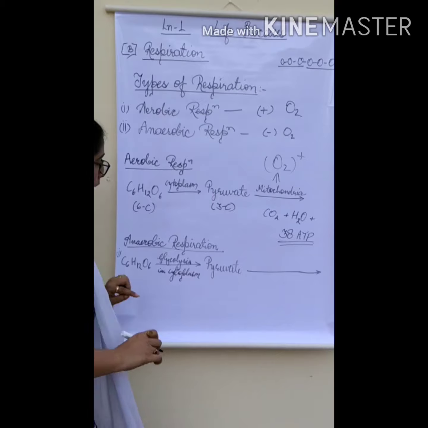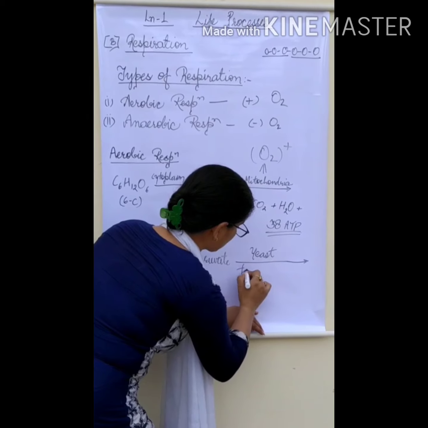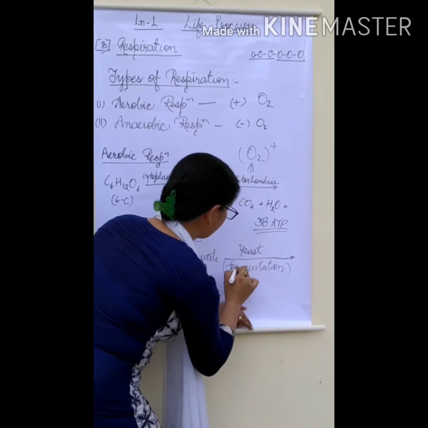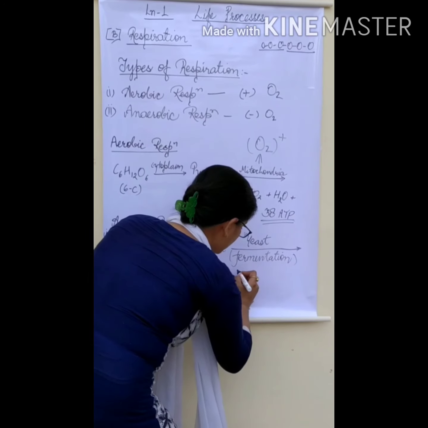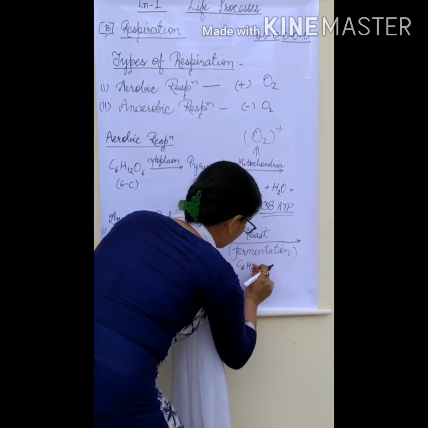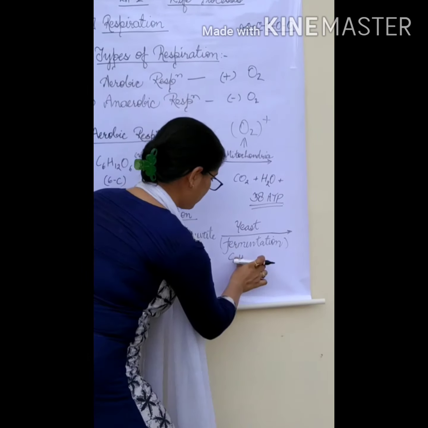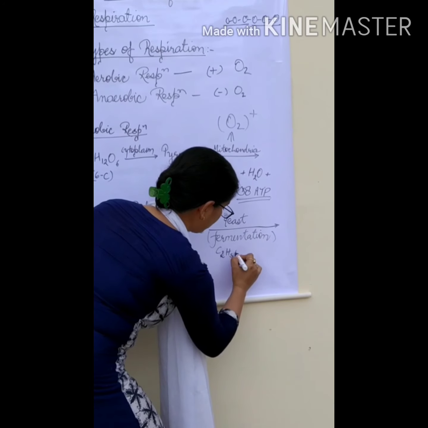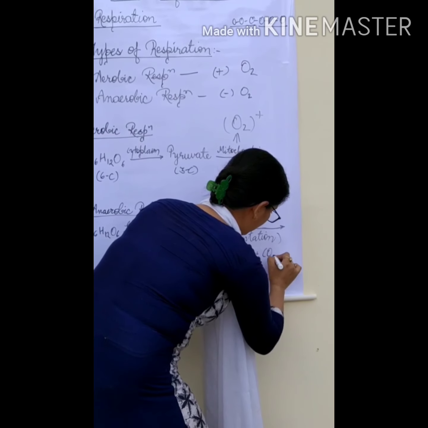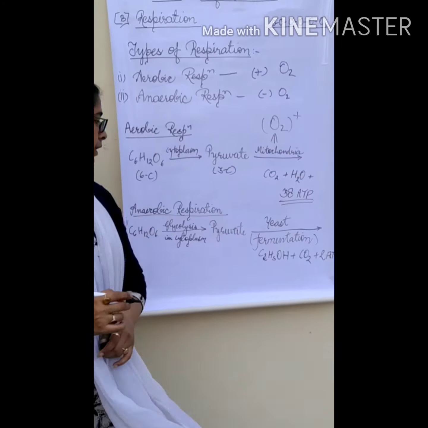Suppose this is the first one, and it is in the yeast cell, and this process is called fermentation. And the product of the fermentation process is ethanol, C2H5OH, right? Ethanol plus carbon dioxide and a small amount of ATP, right?